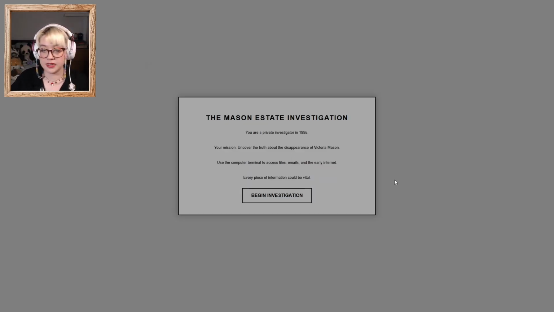Here we go. The Mason Estate Investigation. Sorry if you can't see the text, it's quite small. You are a private investigator in 1995. Your mission: uncover the truth about the disappearance of Victoria Mason. Use the computer terminal to access files, emails, and the early internet.